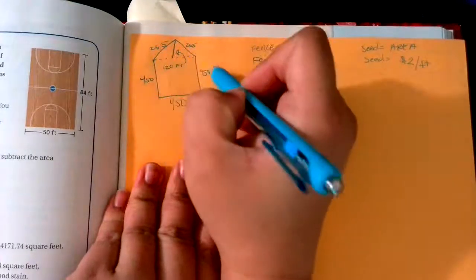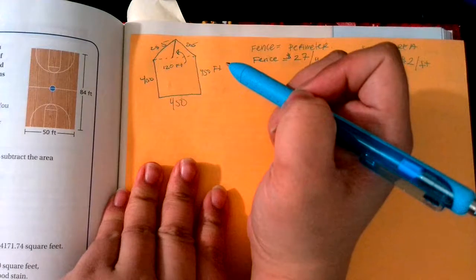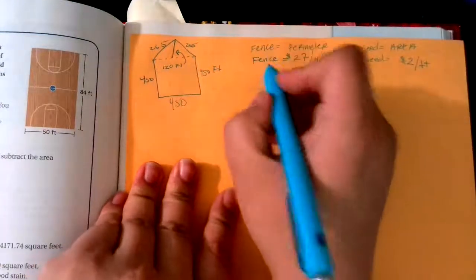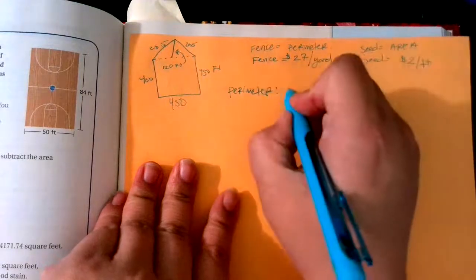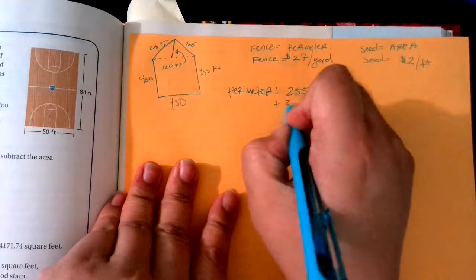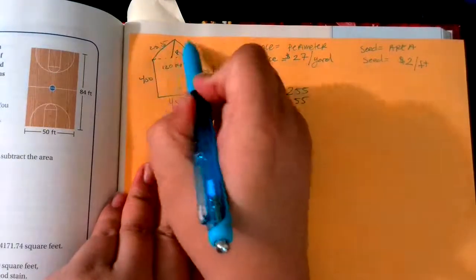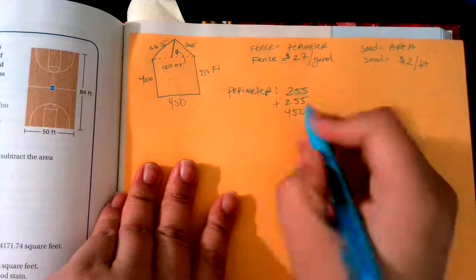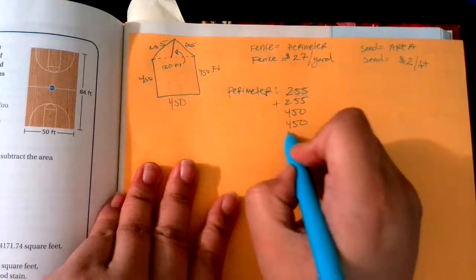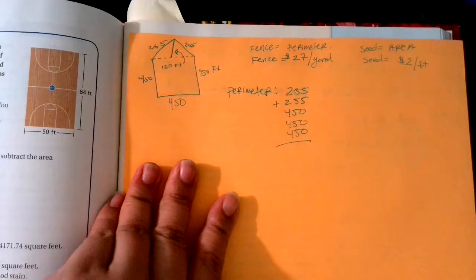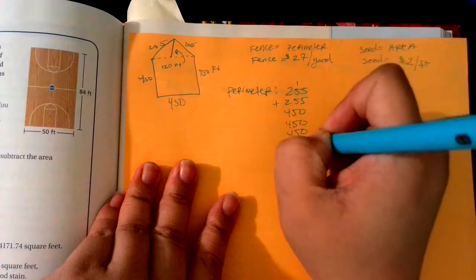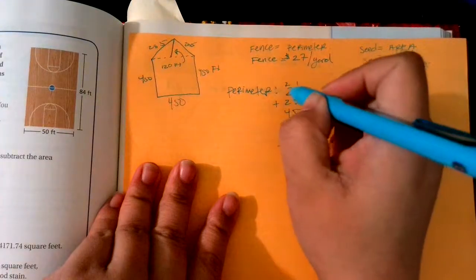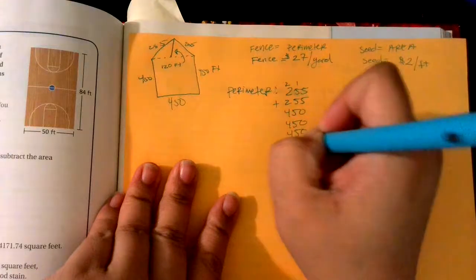Don't forget that the perimeter is just all the way around. And we have all of the measurements for what it is all the way around. So we just have to add it. I'm just going to write this down: perimeter, and it's 255 plus 255 plus 450, 450, and another 450. 10, 5, 10, 15, 20, 25, 26, 2, 4, 6, 10, 18.